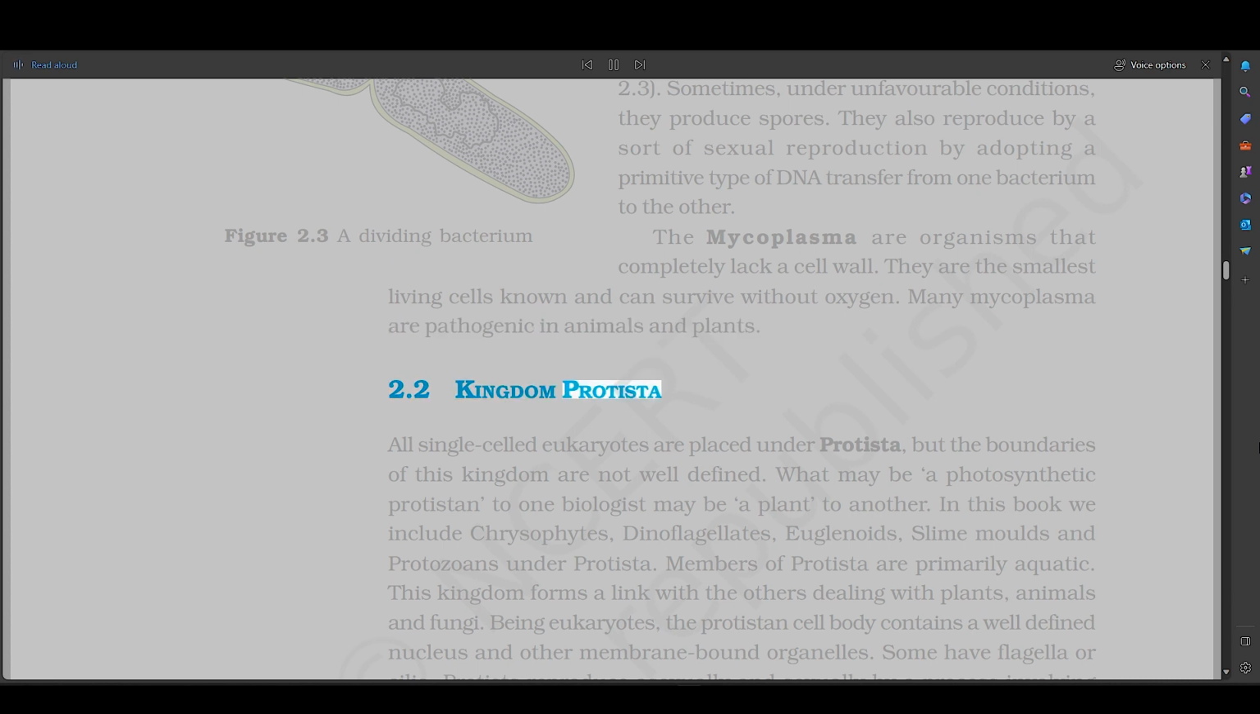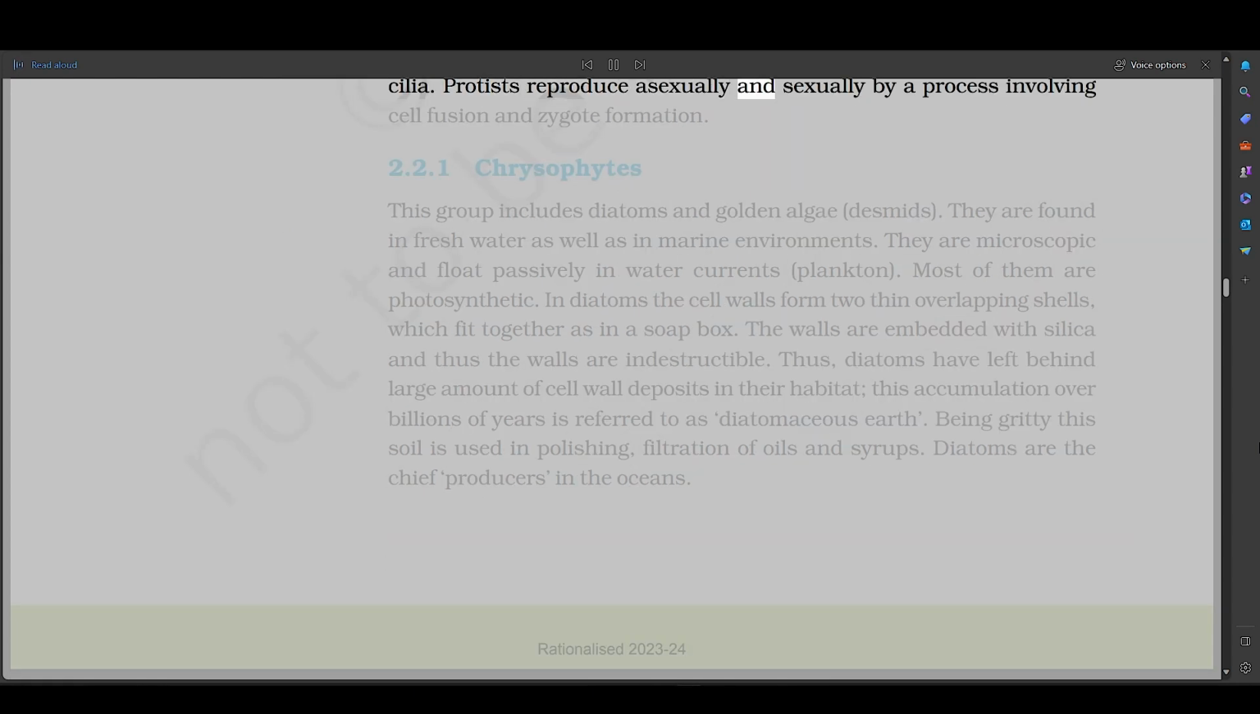2.2 Kingdom Protista. All single-celled eukaryotes are placed under Protista, but the boundaries of this kingdom are not well defined. What may be a photosynthetic protist to one biologist may be a plant to another. In this book we include chrysophytes, dinoflagellates, euglenoids, slime molds, and protozoans under Protista. Members of Protista are primarily aquatic. This kingdom forms a link with the others dealing with plants, animals, and fungi. Being eukaryotes, the protistan cell body contains a well-defined nucleus and other membrane-bound organelles. Some have flagella or cilia. Protists reproduce asexually and sexually by a process involving cell fusion and zygote formation.